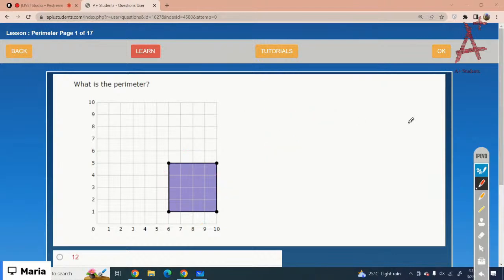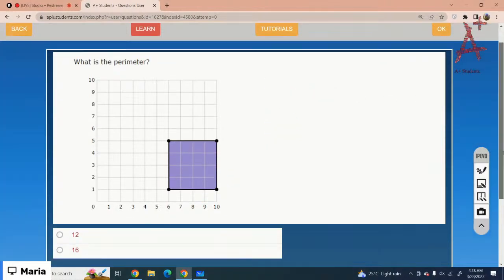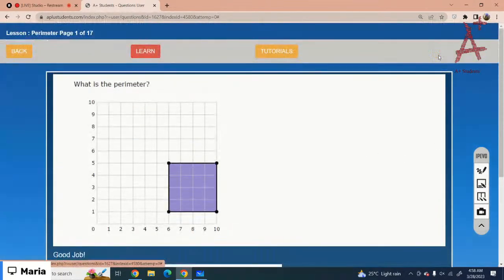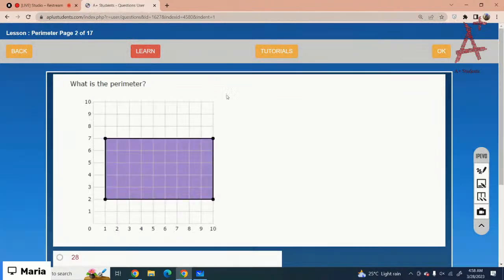The correct option is 16. Okay, what is the perimeter? It would be 1, 2, 3, 4, 5, 6, 7, 8, 9. Here you have 9. 1, 2, 3, 4, 5. It would be 5. Again 5, and here you have 9.